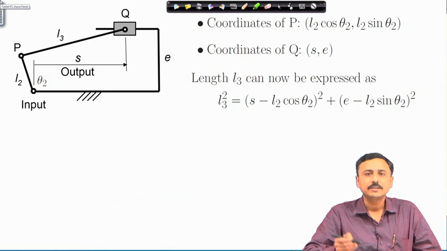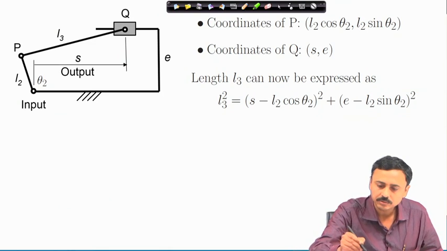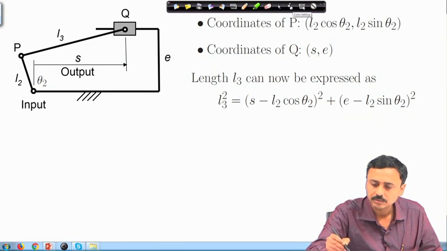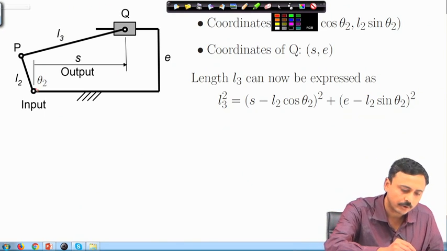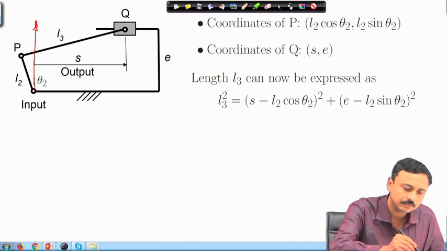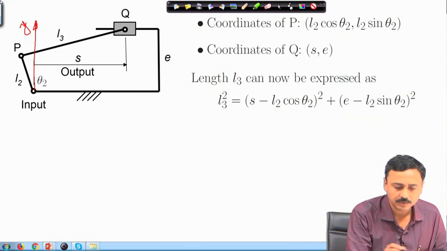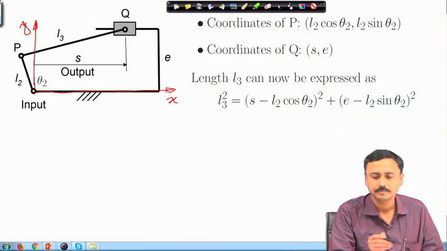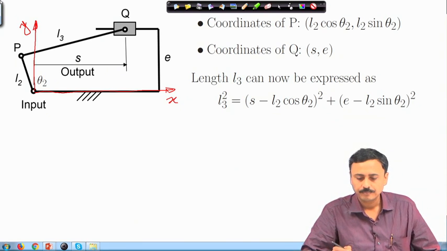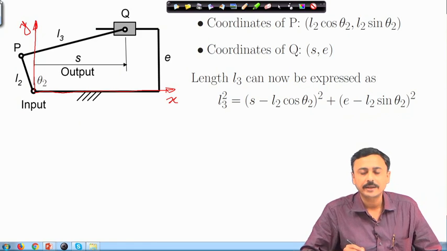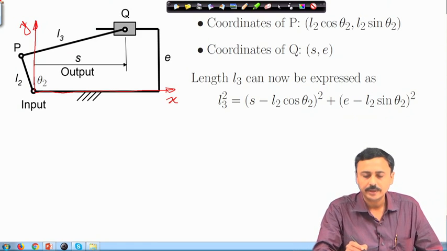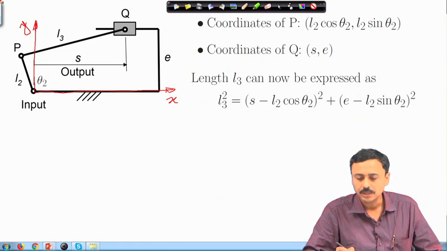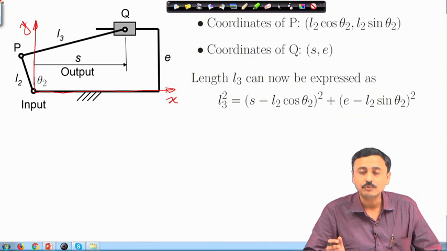Once again you can write the coordinates of p and q. The coordinate system used once again is this. Once again you can write out L3 square as we have done before, but now we are given S, we have to find theta 2.